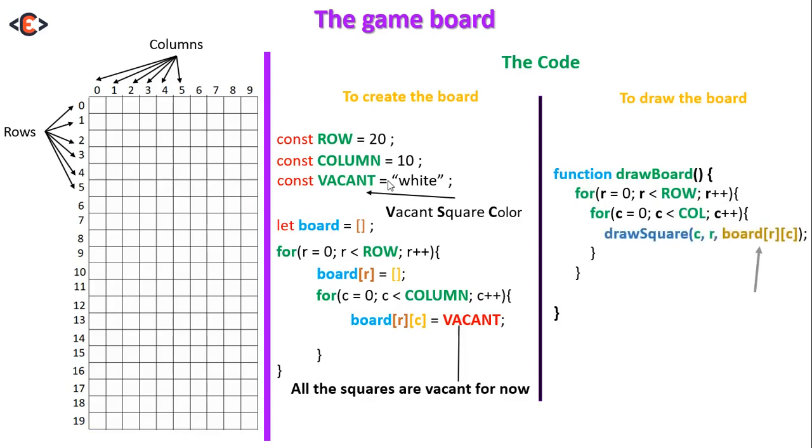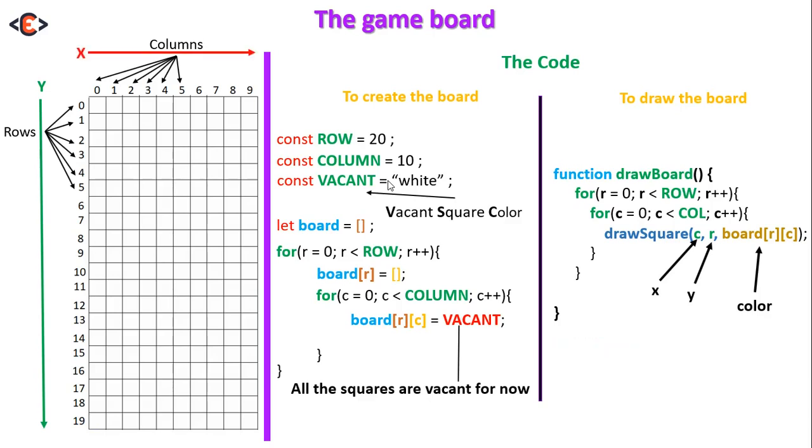So board with index R and C here is the color, which will be white. Then R is the Y position. Here you have to remember from now on that when we are talking about rows, we are talking about the Y axis. And for C here is the X. The same thing when we are talking about columns, we are talking about the X axis. And then we should call the draw board to draw our board to the canvas.